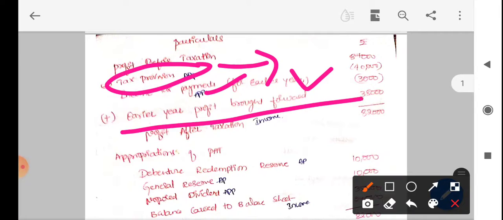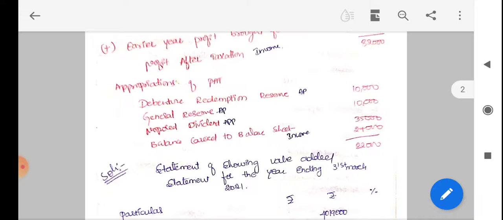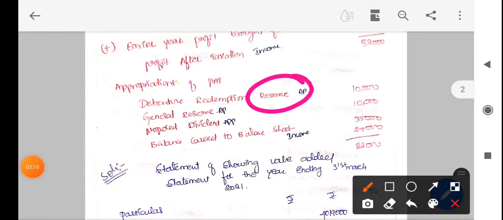Next we have earlier profit. Here there's one another point. We'll discuss this when that point comes. Next we have debenture redemption reserve. So debenture redemption reserve and all kinds of other reserves will come in application, that is in the last heading, to pay for the maintenance and expansion of the company. Next we have general reserve. General reserve will also come in to pay for the maintenance and expansion of the company.